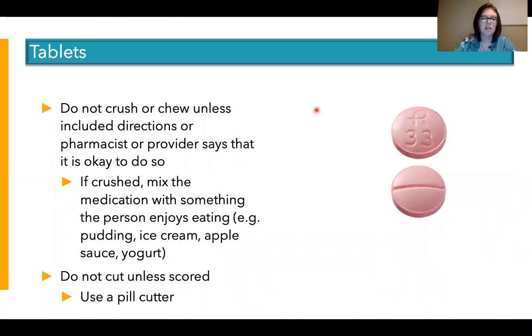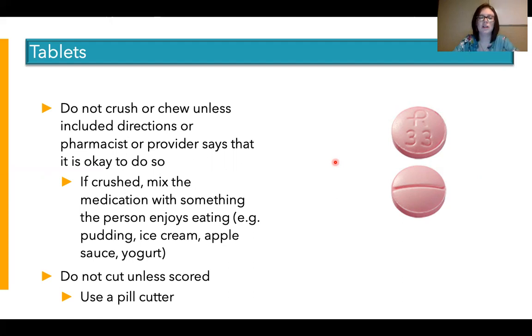I'm going to start with oral medications, and the first one I'm going to talk about is tablets. We want to make sure that we don't crush or chew tablets unless their directions say it's okay, or the pharmacist or provider told us it's okay. A lot of these tablets have a coating that helps them dissolve and be absorbed in the person's system over a long period of time. If we crush or chew one that wasn't meant to be that way, someone gets that whole dose in their system at one time. That can be a big safety concern if it's something like a blood pressure pill. It could actually lower their blood pressure if they get that whole dose all at one time.